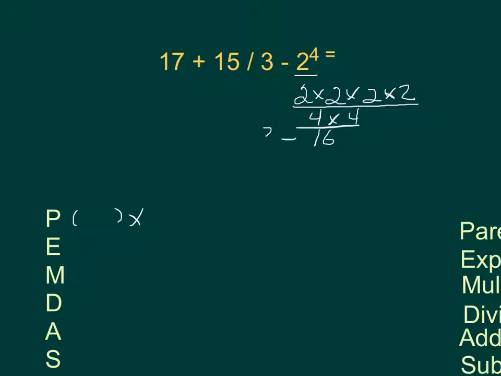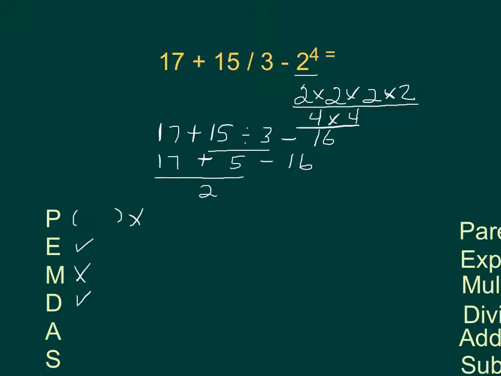And then I'll rewrite all the terms so that we can keep all of our digits straight. So we check off exponents. Next we have multiplication or division, but as we read from left to right we can see that we only have division. So we're going to divide 15 by 3. I'm going to get 5. Rewrite the terms. Check off division. We had no multiplication. Then we underline addition. 17 plus 5 is 22. Minus 16. And that equals 6.